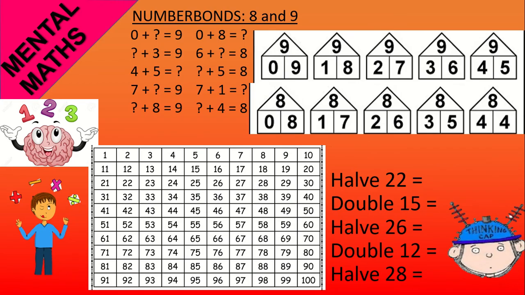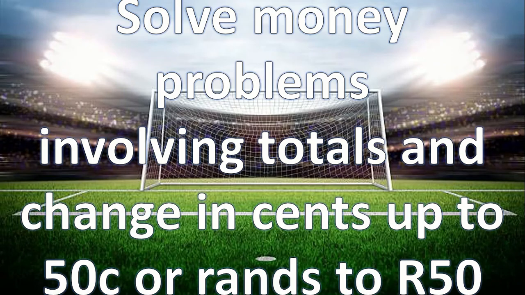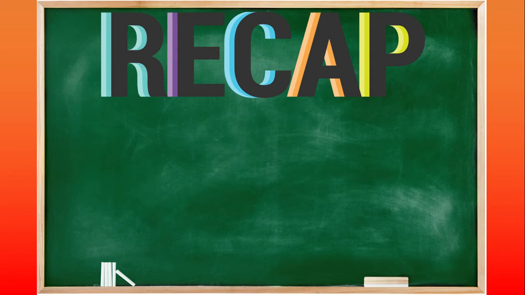For mental maths, please allocate a minute for the following sections: the number bonds in 8 and 9, and doubling and halving. Please make use of the resources given. The goal and aim for today's lesson is to solve money problems involving totals and change in cents up to 50 cents or rands to 50 rand.